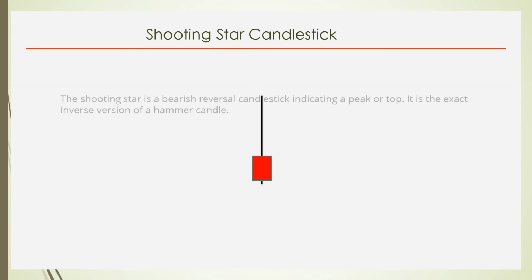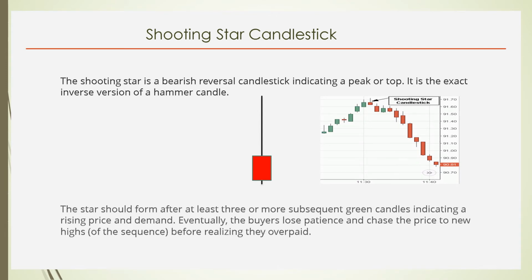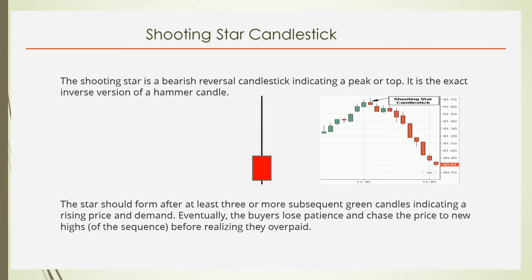The shooting star is a bearish reversal candlestick indicating a peak or top. It is the exact inverse version of a hammer candle. The star should form after at least 3 or more subsequent green candles, indicating a rising price and demand. Eventually, the buyers lose patience and chase the price to new highs of the sequence before realizing they overpaid.